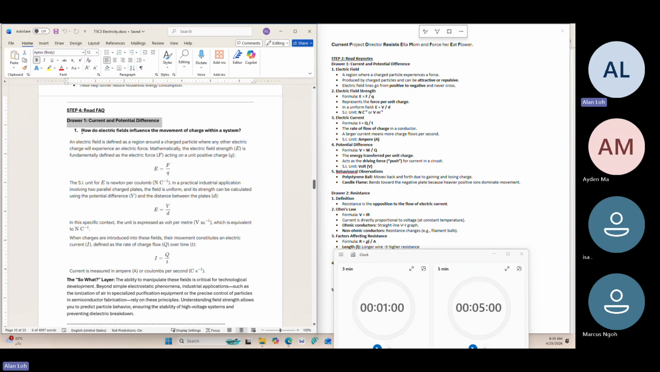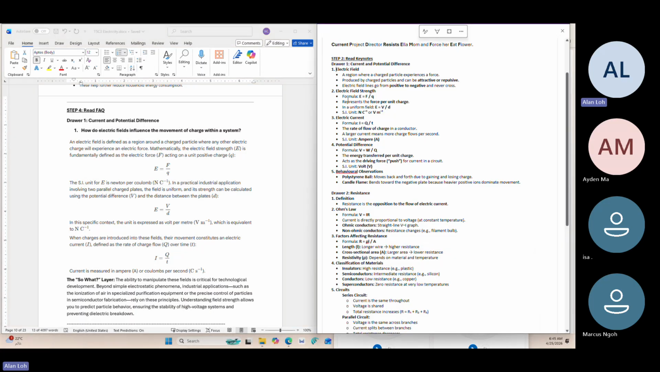So how do you read this? You read these questions. For example, how does an electric field influence the movement of charge within a system? So which part in this first drawer is this? It's a combination of, I believe, 1, 2, 3, and 4, right?